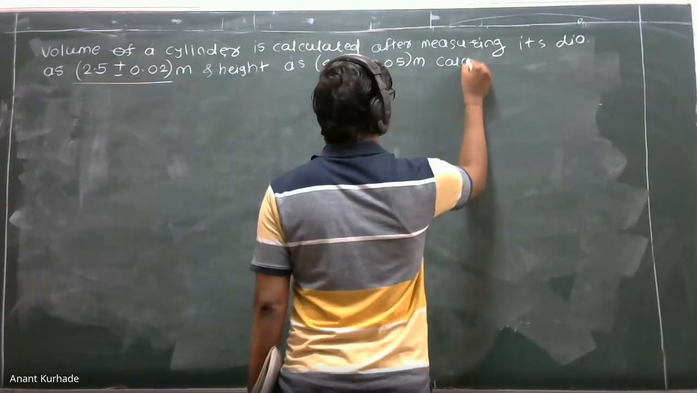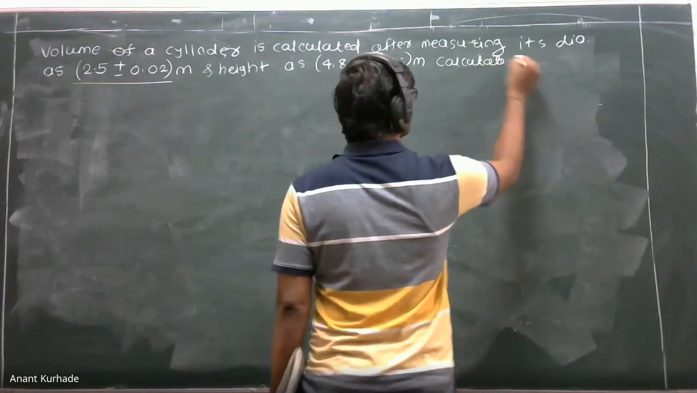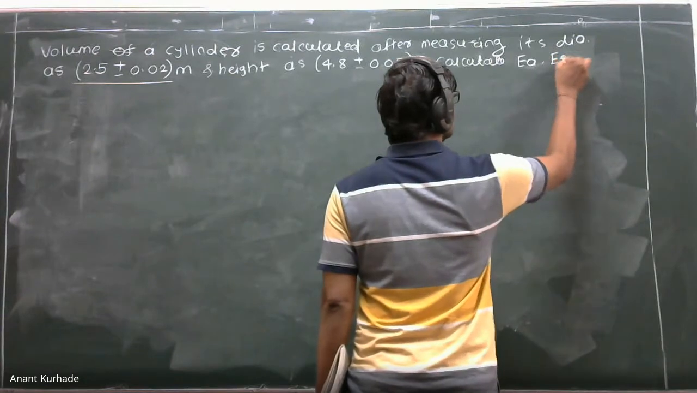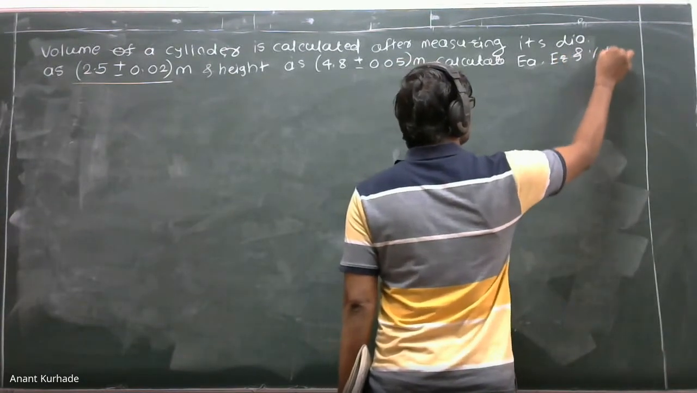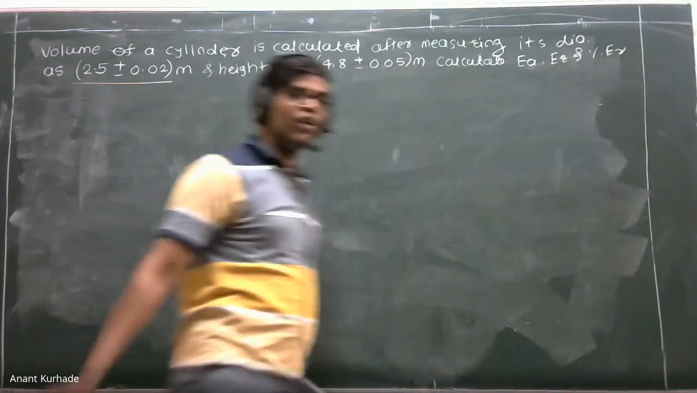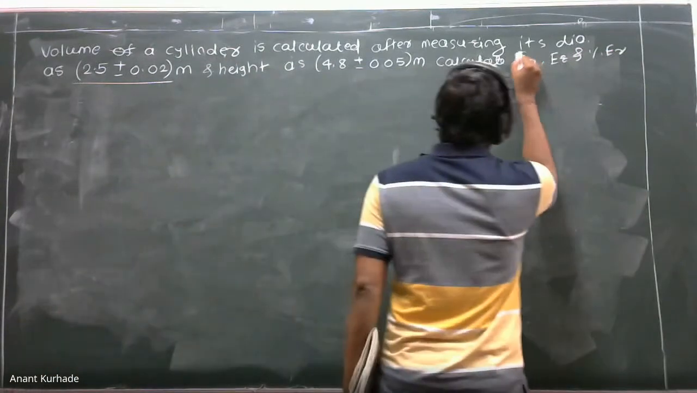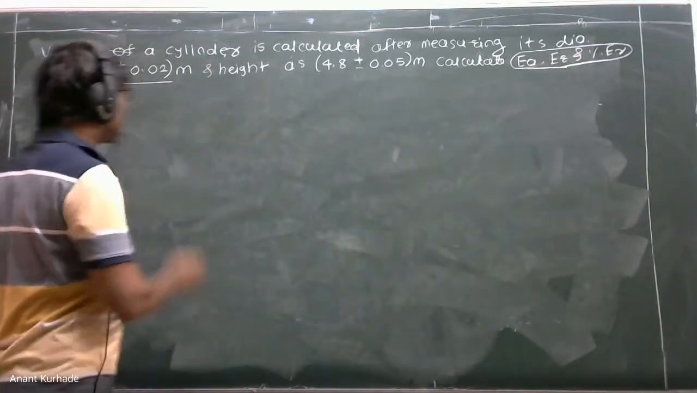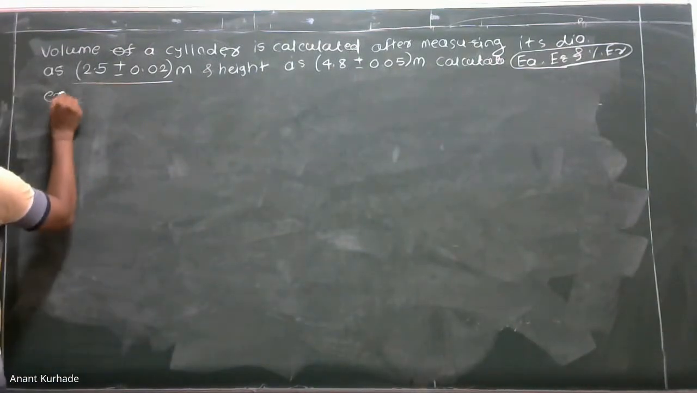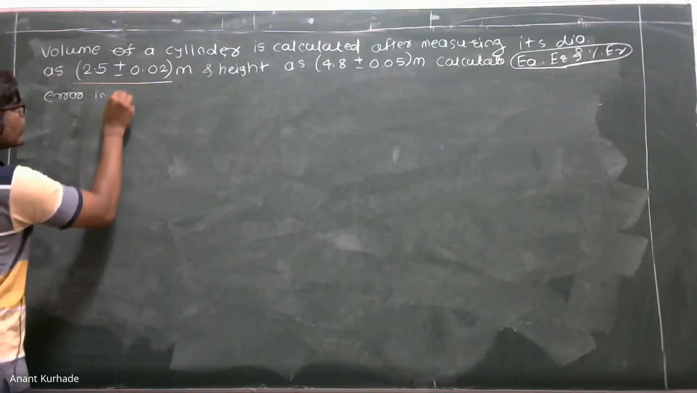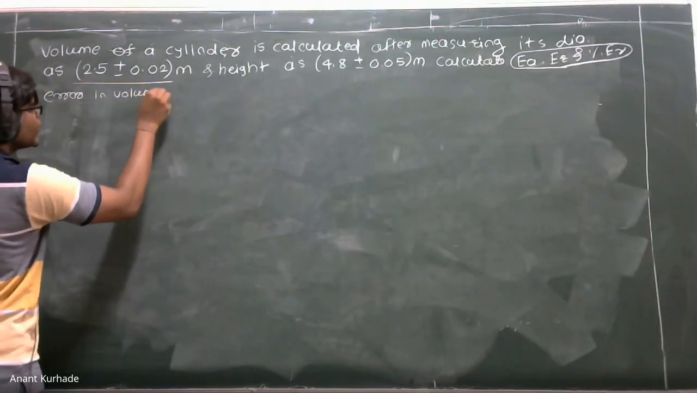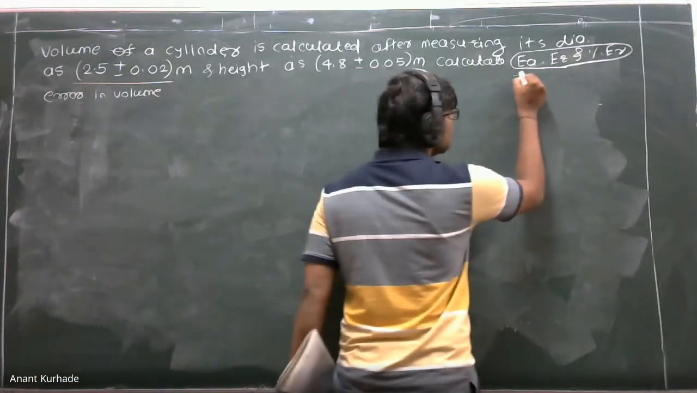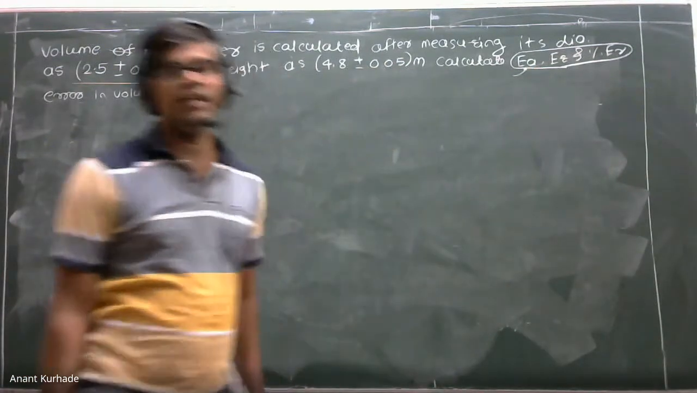Calculate EA, ER and percentage ER. Or instead of asking this, we can have only one: calculate the error in volume. Error in volume means delta V, and delta V means this EA. Remember this.